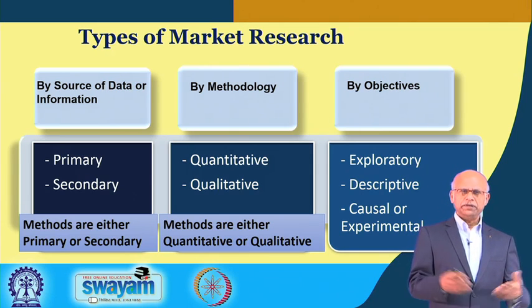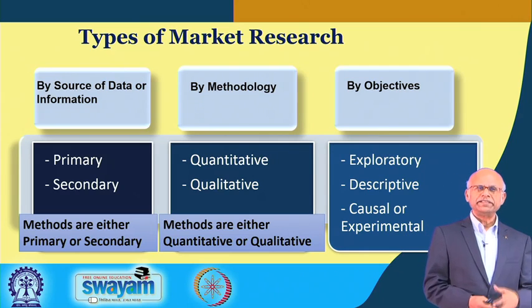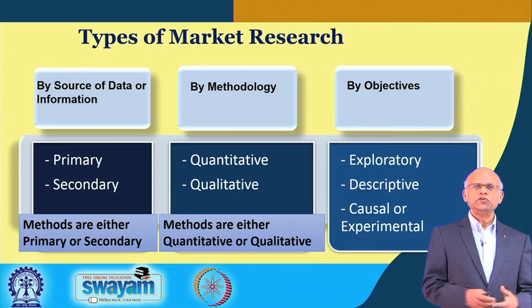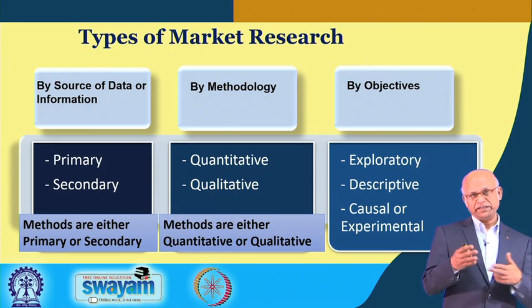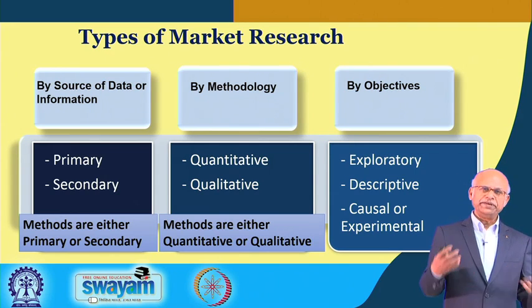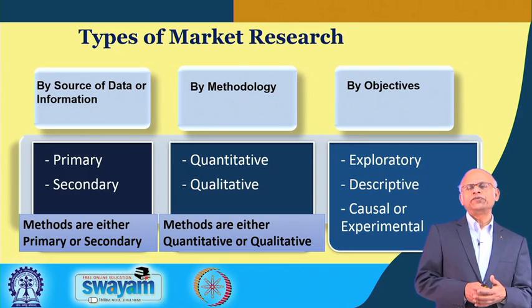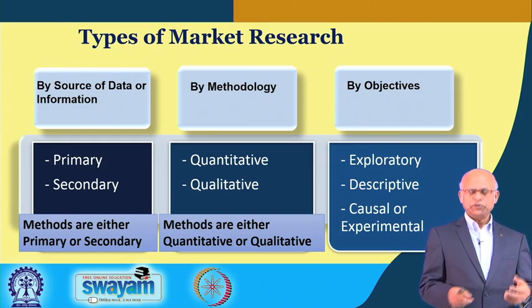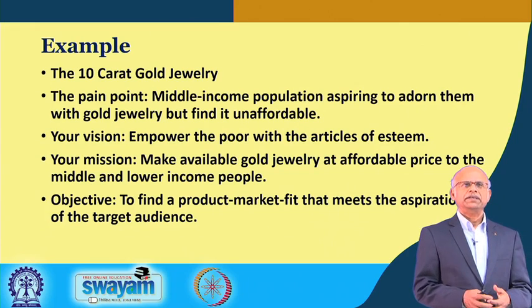From the previous slides, there are three separate methods: by source, by methodology, and by objective. It is important to note that for any method, say by source, if you are using a primary method, it should be either quantitative or qualitative. It can be exploratory, descriptive, or causal. So, they are all overlapping, meaning that they are not mutually exclusive. Let us see how they are interconnected.